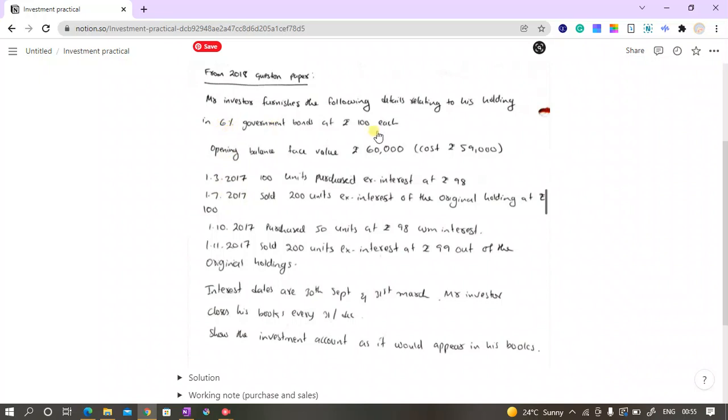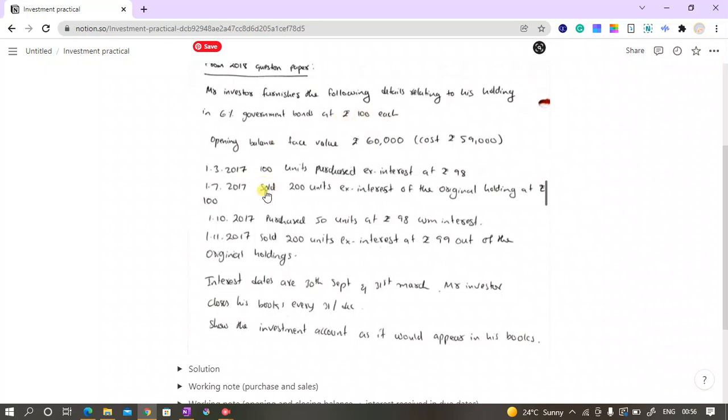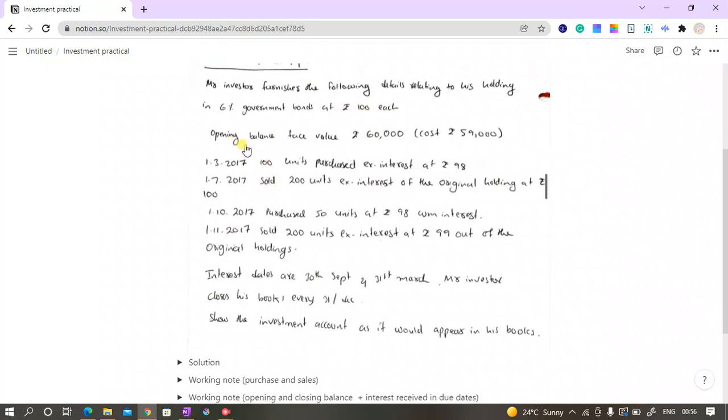Okay, so here is the interest rate 6%, nominal, and the nominal price is 100 rupees. So we'll start with the opening balance given. Opening balance face value is rupees 60,000 and the cost is 59,000. So cost is the kharcha basically.